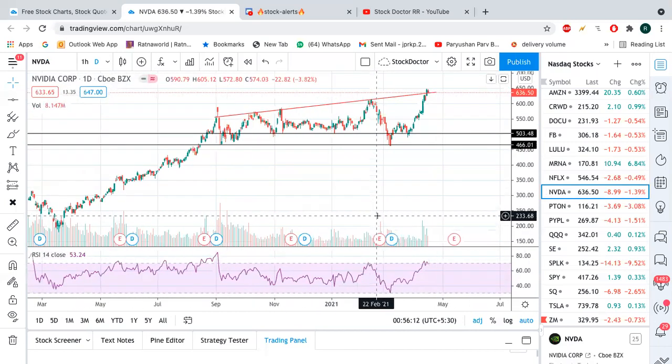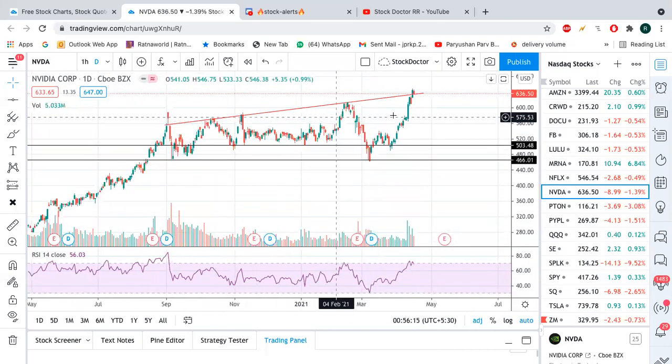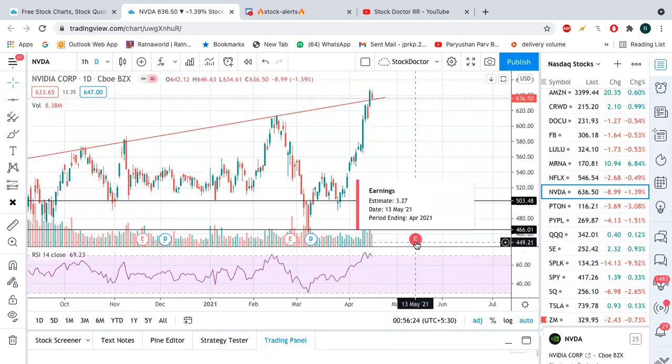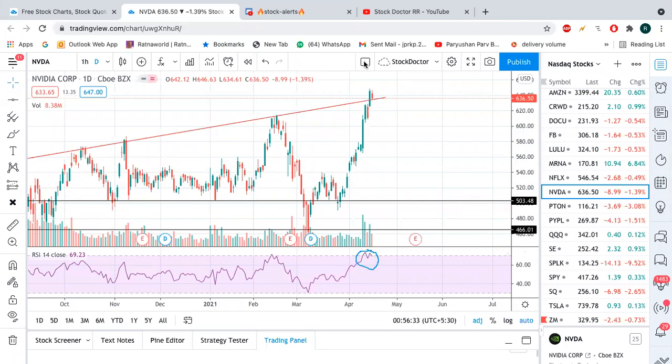The next stock is NVDA. NVIDIA is trying to break its trend line resistance. It broke the trend line resistance with good volume. It has earnings on 13th of May, but the problem with this stock is its RSI is a bit high. So unless it crosses the previous high, which is 648, I would not recommend taking any long position in this stock. There is a high probability that the stock can start trading down from this level.